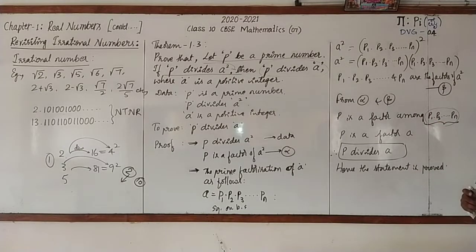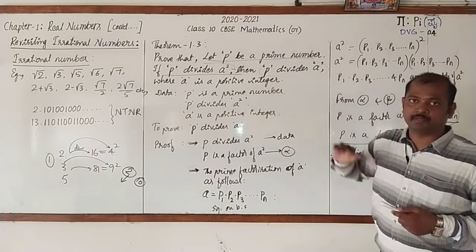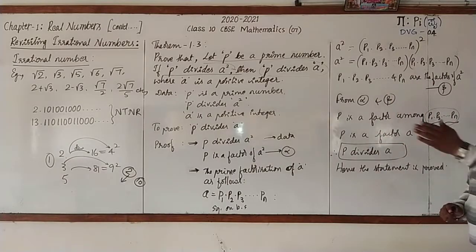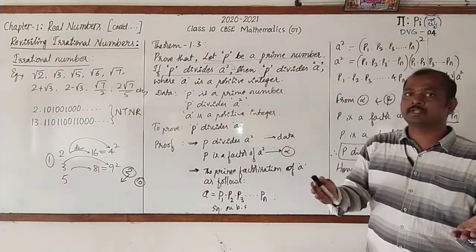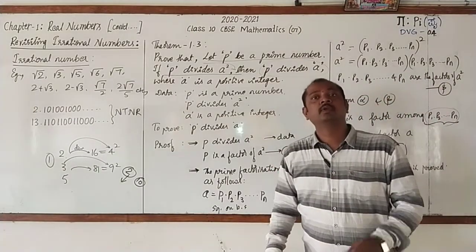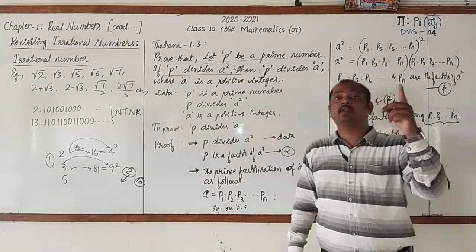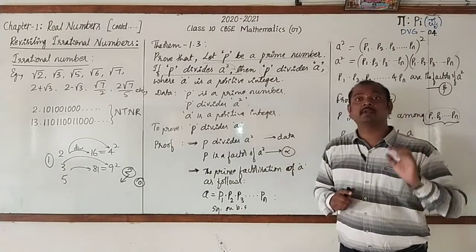Clear? Dear students, one more thing. This is one point to be remembered. Another point: as I said, to prove some of the numbers like root 2, root 3, root 5, root 6 as irrationals, we go for using two methods. One method you had learnt in 8th standard. That method is called division method.